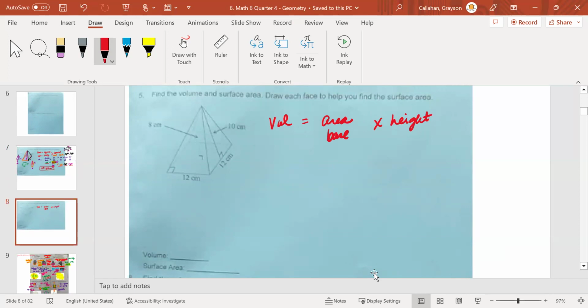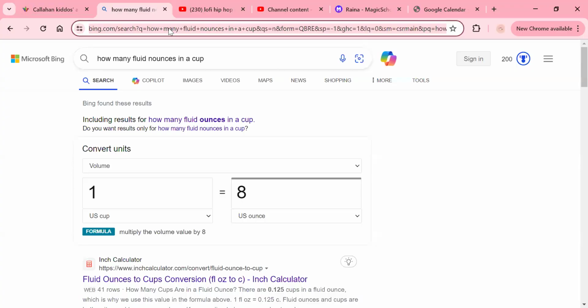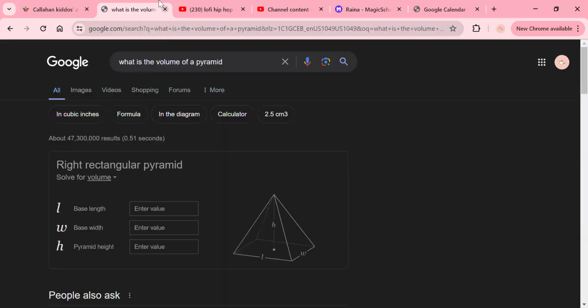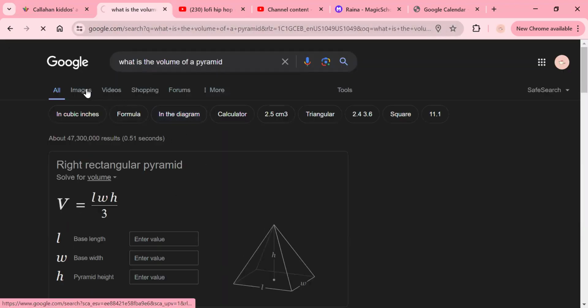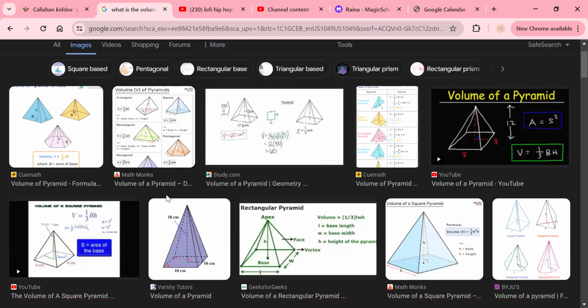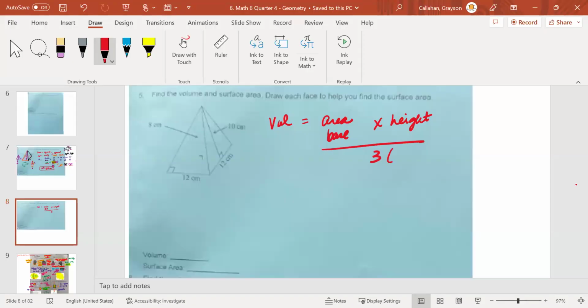We're gonna go to new share. I'm gonna go to Google. And now we're just gonna say, what is the volume of a pyramid? Oh, it's 1/3. You have the divided by 3. Do you see that? Okay. So it's just the area of the base times the height, but then you have the divided by 3. Why? Because it gets pointy. So it gets smaller on top, right?